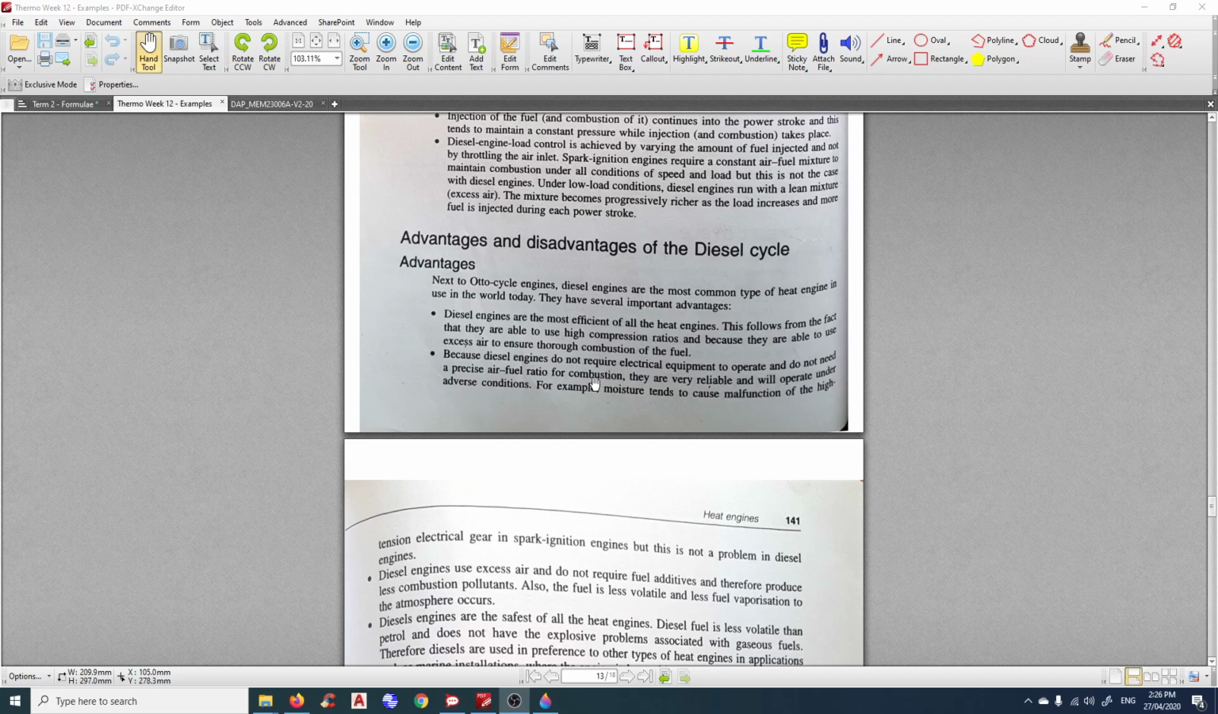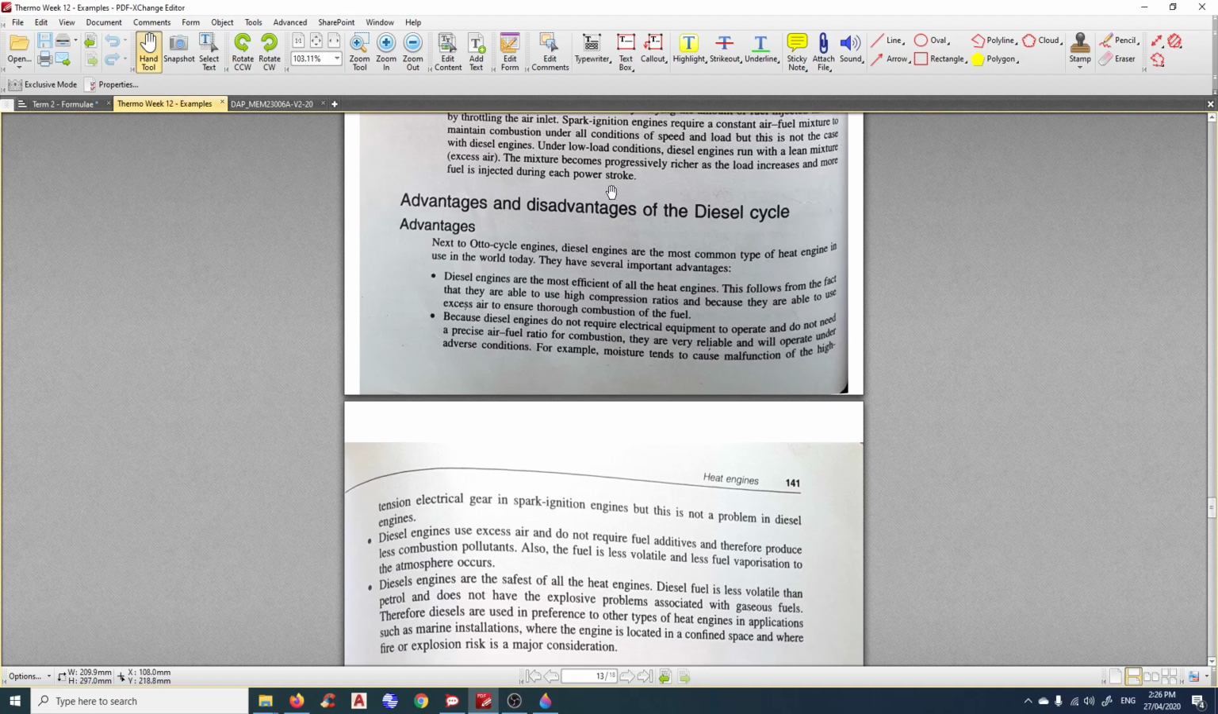Another advantage that people like about the diesel engine is that it is very reliable. Like the Toyota Land Cruiser, which runs 300,000 kilometers or more, or a big truck or a cruise ship. They are very, very reliable. Even submarines use diesel engines.